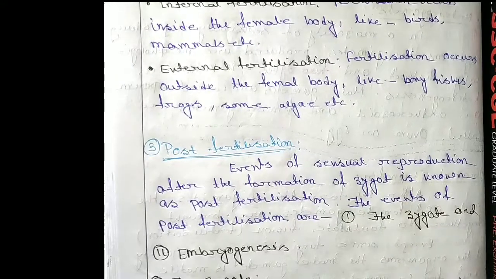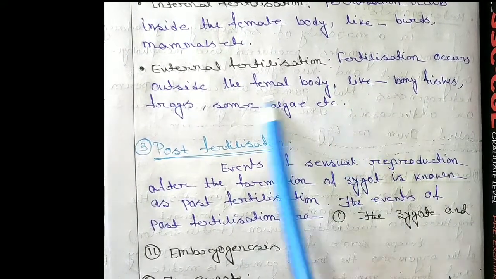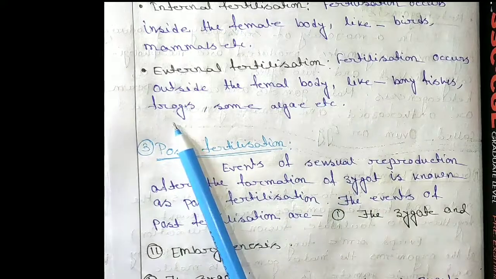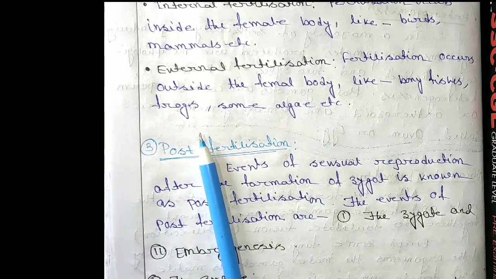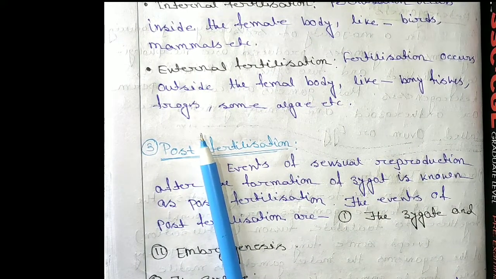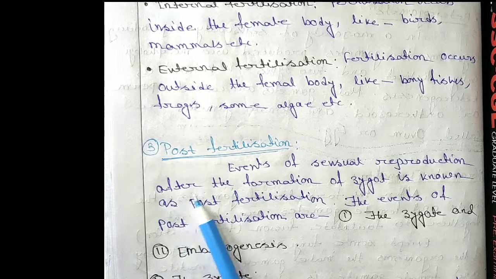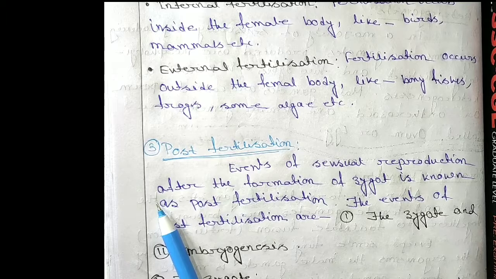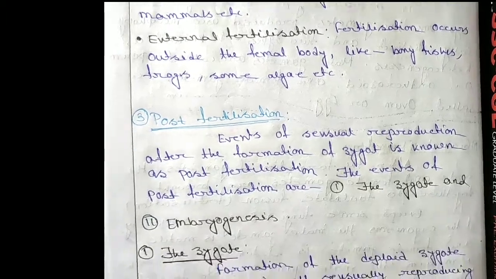And external fertilization occurs outside the female body, like in bony fishes, frogs, some algae, etc. In external fertilization, the females lay their eggs outside the body and the sperm comes in contact with the eggs and fertilization occurs.